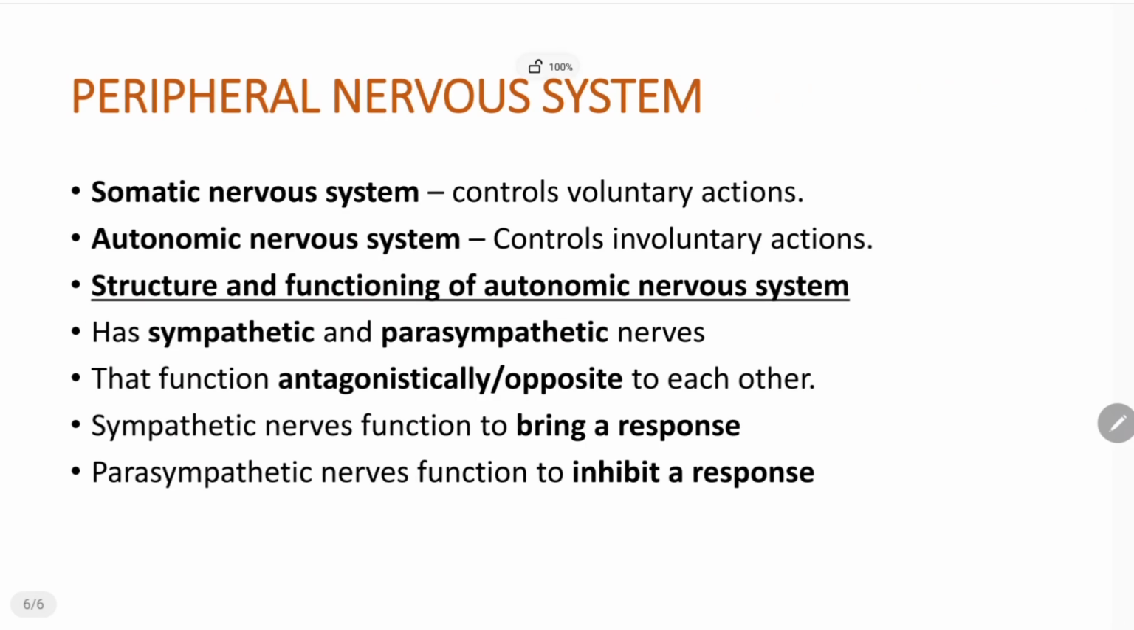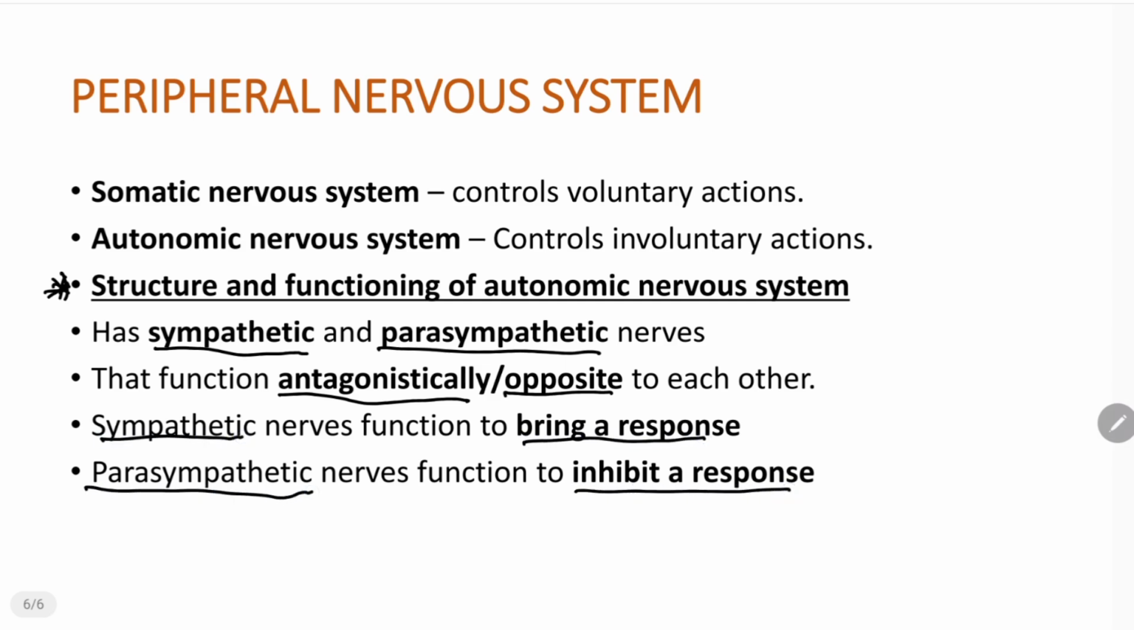Now, what I was discussing on that previous slide is exactly what is written here. But this is the structure that you have to follow to answer a question requiring you to describe the structure and the functioning of the autonomic nervous system. You are simply going to state that it has got sympathetic and parasympathetic nerves. We know that the sympathetic and the parasympathetic nerves function antagonistically. If you do not want to use the word antagonistically, you can use the word opposite. So they function opposite to each other. Exactly how do they function opposite to each other? The sympathetic nerves bring a response, but the parasympathetic nerves inhibit a response.